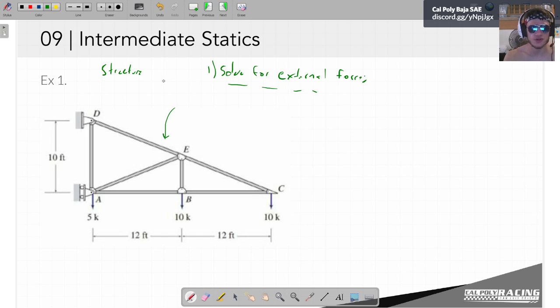What's a good name for a structure? Anyone have a good structure name? We'll make it, sure, structure 1, nice and easy. Make it match our example.